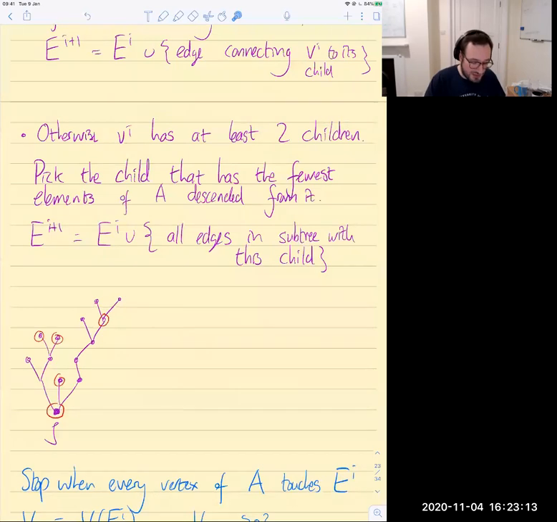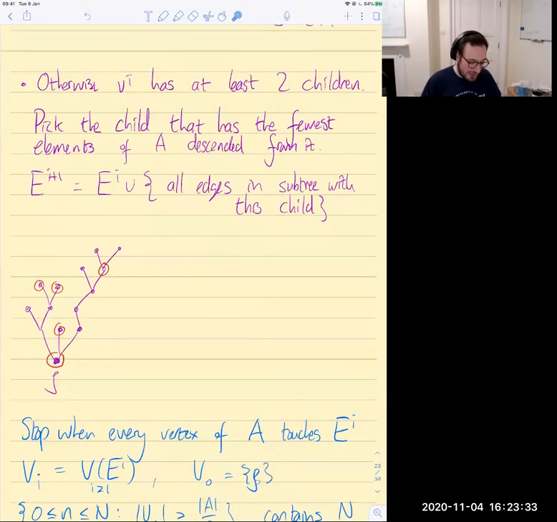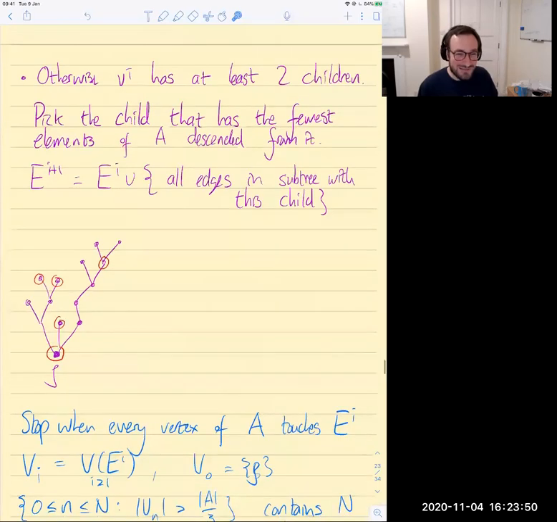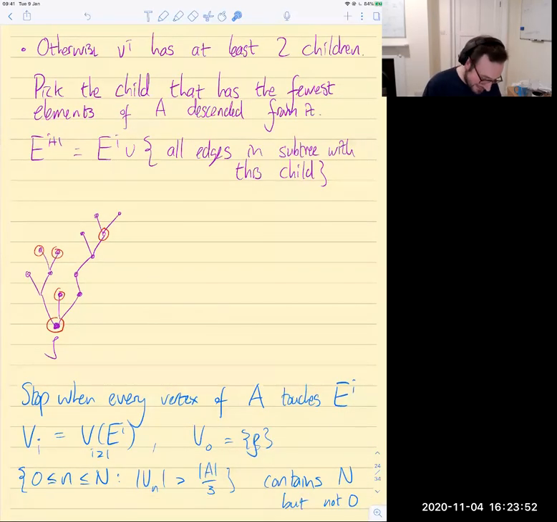Once I've chosen this child with the fewest elements of A, I add all the edges in that subtree hanging off there: the edge connecting v_i to this child and all the edges in the tree hanging off of that child. So you can see inductively that I'm always going to keep the property at every stage that both Ei and its complement are connected. I'm never going to break that by doing either of these operations. I was going to work through this example, but my pens are out of battery, so I can't do it. But you can see how this works yourself in this example.